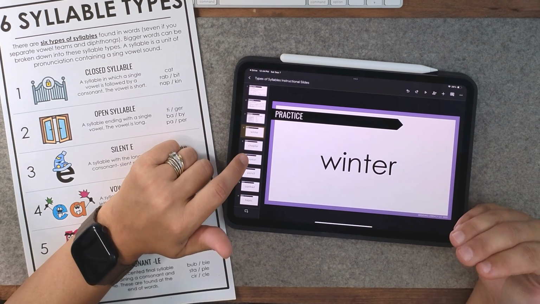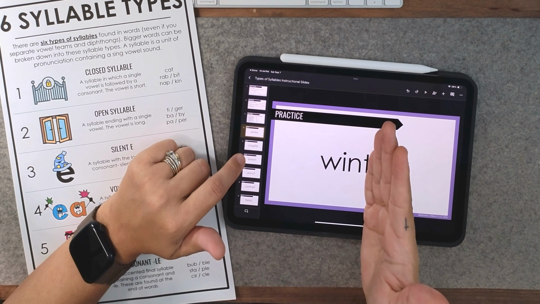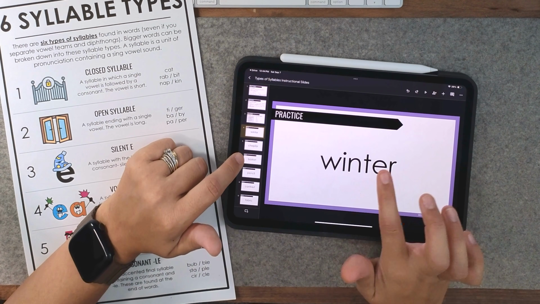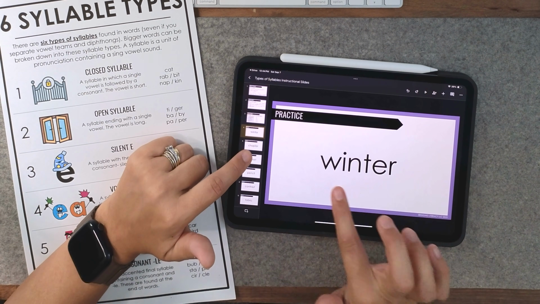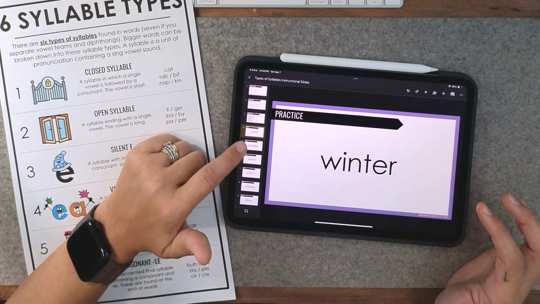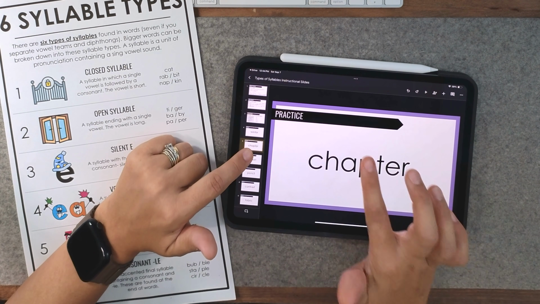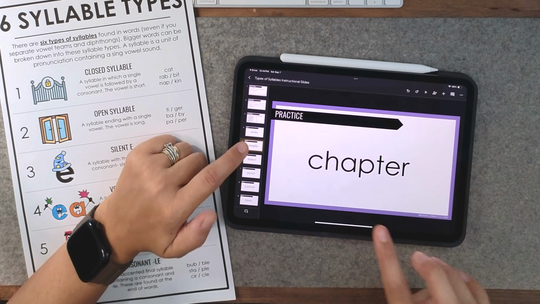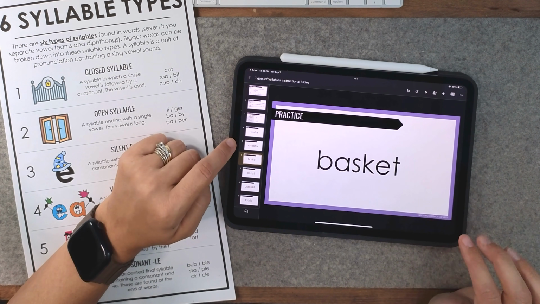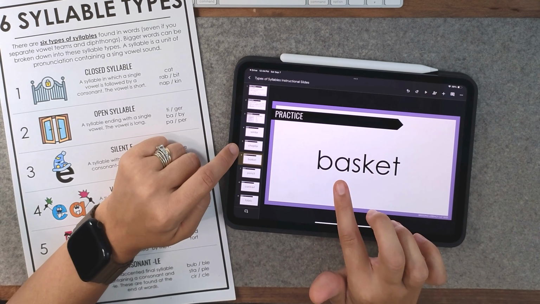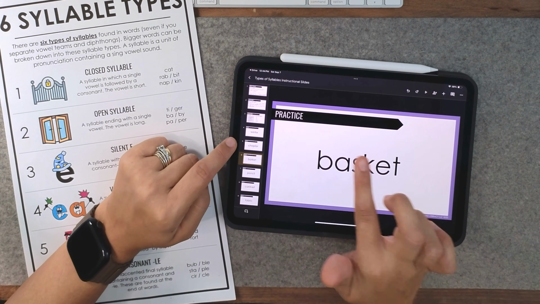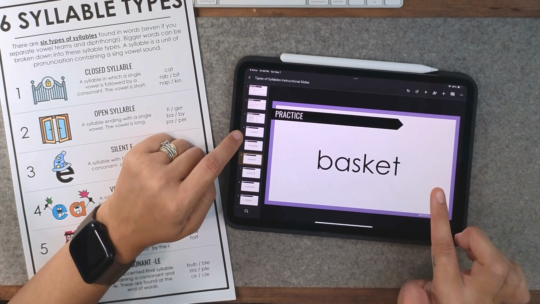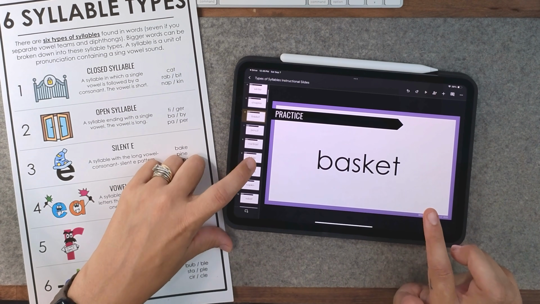So we had winter, and when we did winter, we would break it between the N and the T, and we hear the E, and we had the ER component as well. So we would identify which one is going to be the closed syllable itself. So same thing with chapter, we had the chap was going to be our closed syllable, and we would have a discussion about each of those. Basket, so A and E are both going to be closed, and so my students would write this down and they would circle both of those closed syllable types.